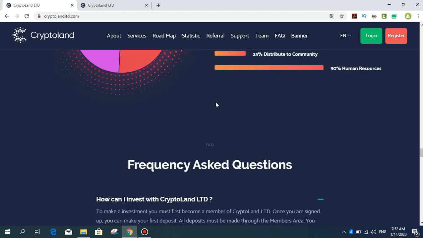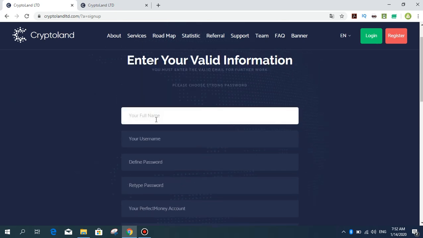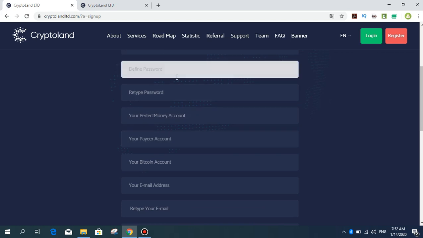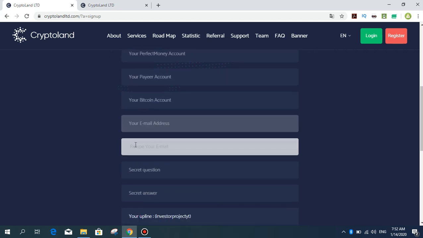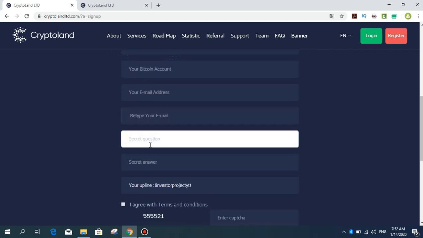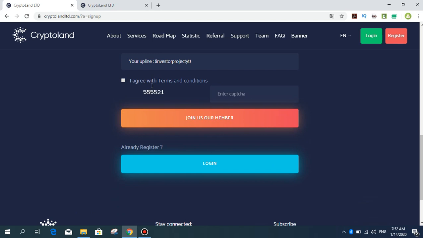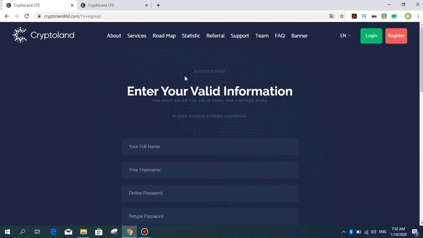And you can register on this site, click register and you must fill this form: your full name, your username, define a password, retain password, your PerfectMoney account, your Payeer account, your Bitcoin, your mail, and repeat your mail, security question, security answer, and I agree with terms and conditions, and join our members. I registered to the site and invested $300.